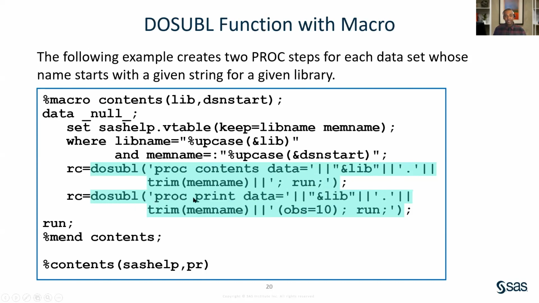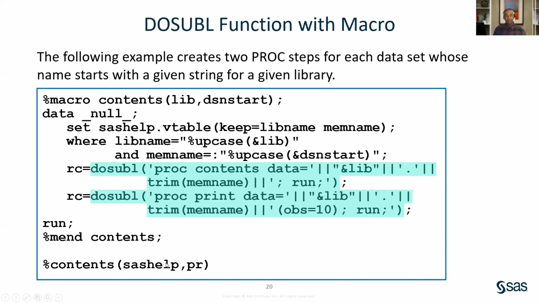And then secondly, I'm doing a proc print, and again, I'm concatenating the value of the library with a dot, with the trim version of the member or table name in this case, and concatenated with obs equals 10 and the run. So I have a legitimate proc print step.